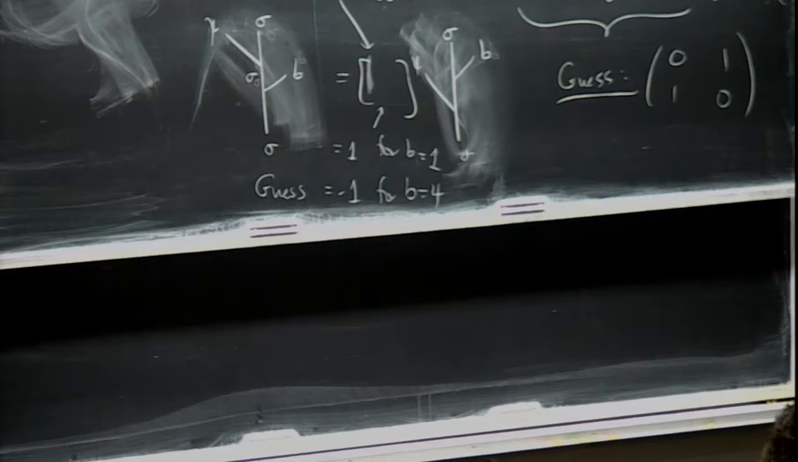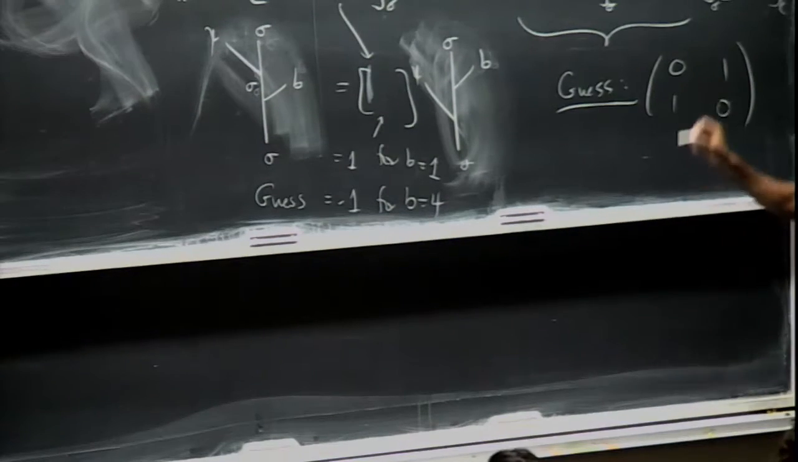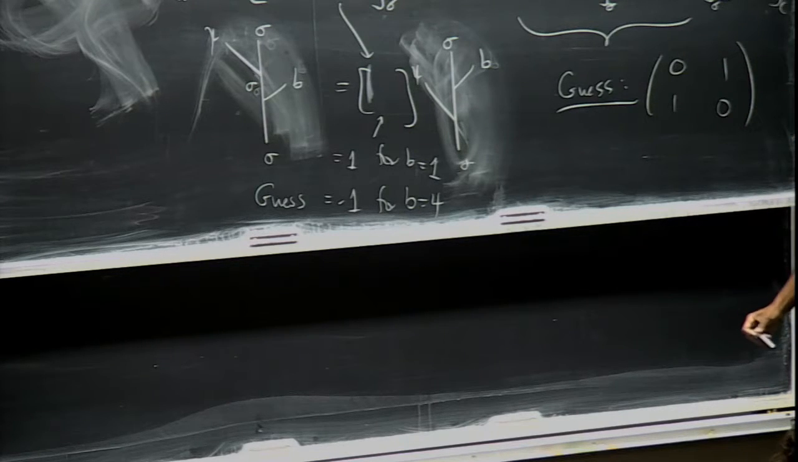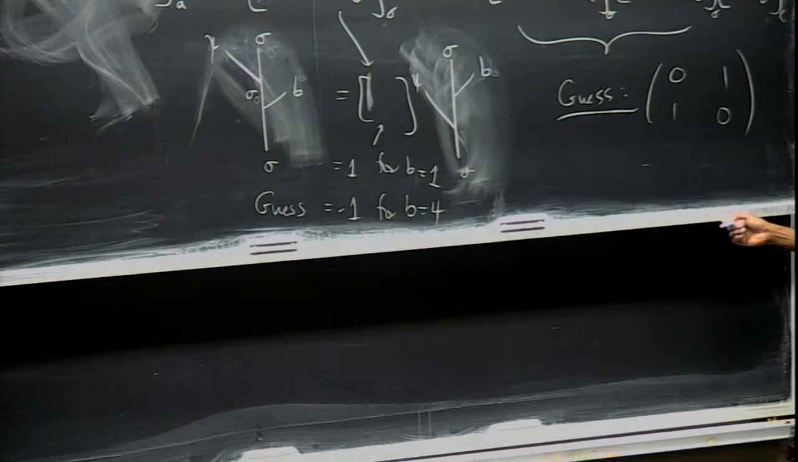In principle, there can be phases and so on here, but maybe the simplest thing to guess is that this is just off diagonal ones.